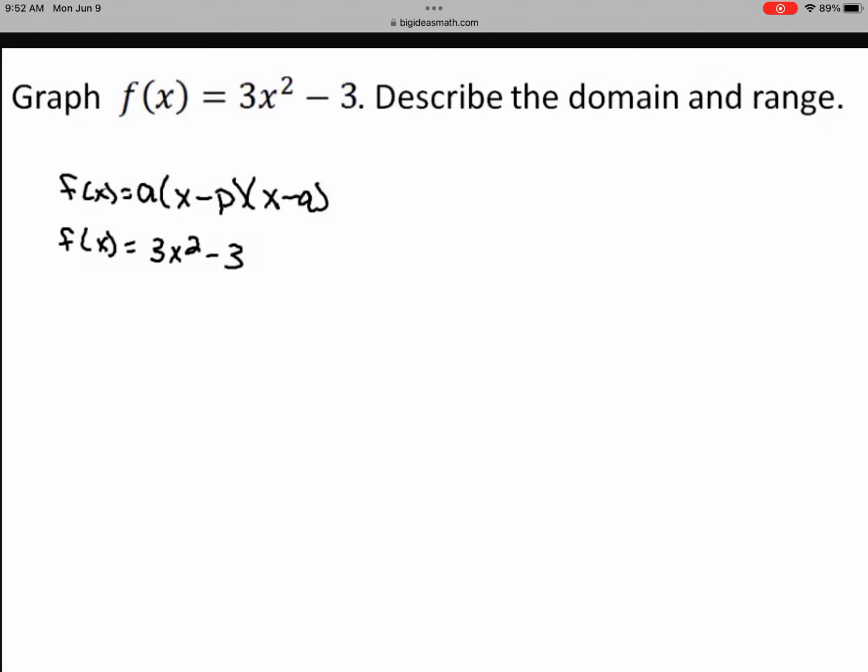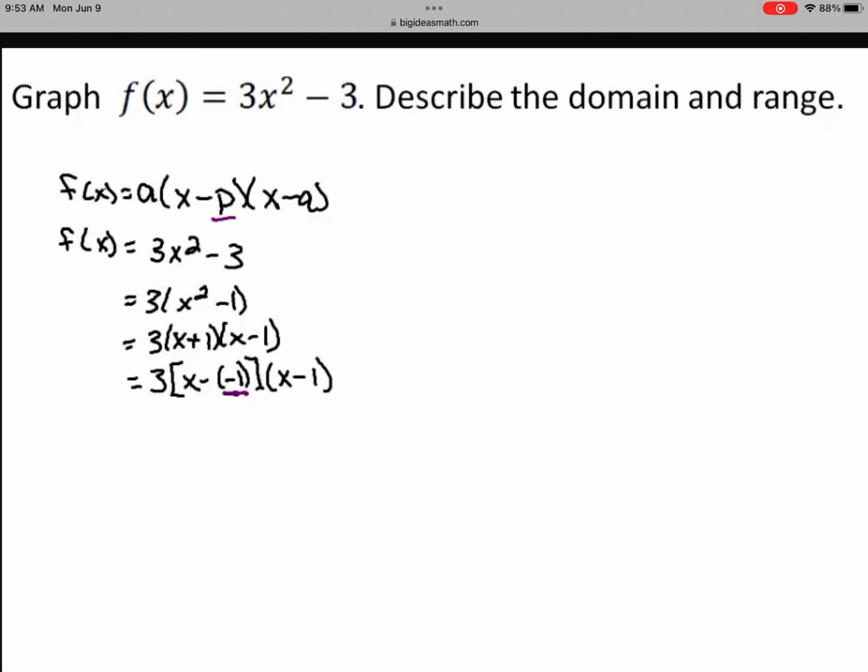3x squared and 3 have a greatest common factor of 3, so factor a 3 out of each term. x squared minus 1 is a difference of 2 squares, and can be factored as x plus 1 times x minus 1. The quantity x plus 1 can be written as the quantity x minus negative 1. The function is now in intercept form, where p equals negative 1 and q equals 1. So the x-intercepts are p equals negative 1 and q equals 1.